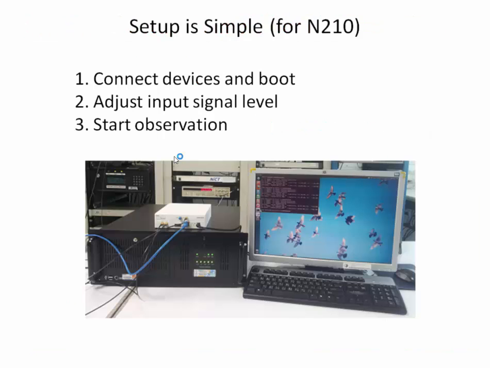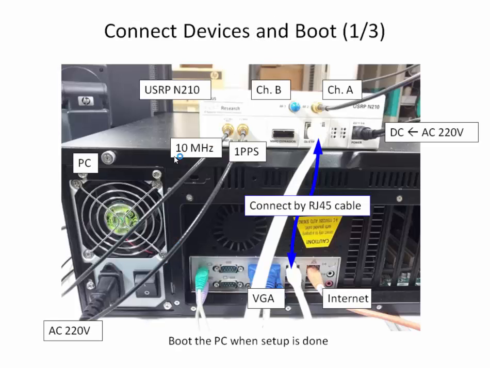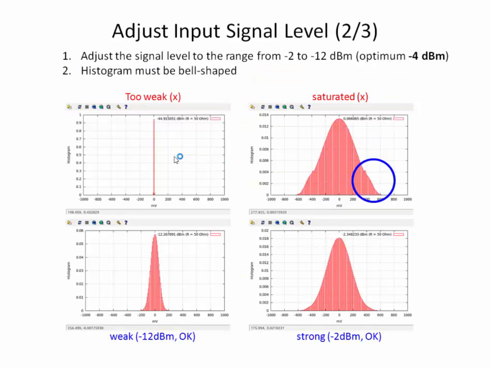And here is the setup. It's quite simple. We just need to connect the devices and adjust the input signal level and start operations. Here's the computer, and here's the A to D sampler. And here is the picture of the connections, and the 10 megahertz signal, 1 PPS signal here. And here we adjust the input signal level. We adjust the signal level to the optimal range.